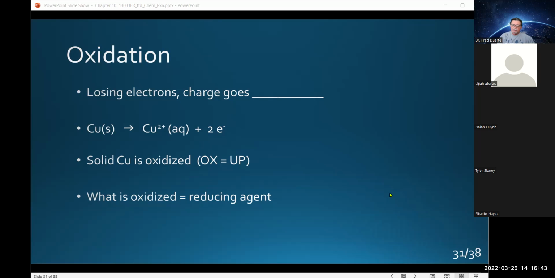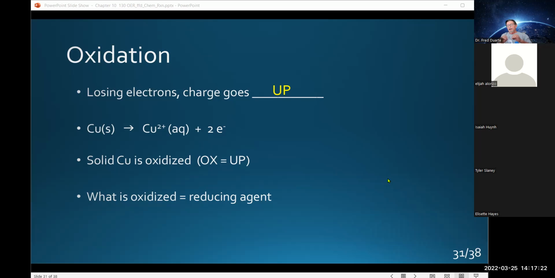So losing electrons under oxidation, the charge goes up, okay? And like that scale I showed you, start at 0, you lose an electron, let's say you lose 1 electron, now you go to a positive number. You're at 0, you go up to a positive 1. An example of that would be copper, shown here, in which it loses 2 electrons. This is an oxidation of copper, losing 2 electrons.